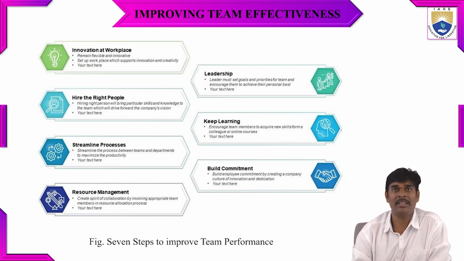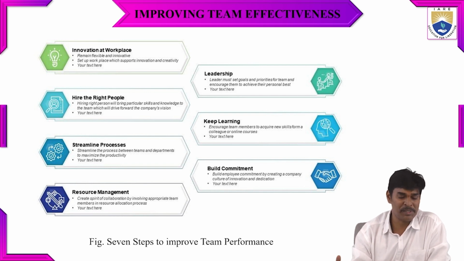Next one is keep learning. The team members, team leaders, as well as the project manager must encourage the team members to acquire new skills from a colleague, from training sessions, or through online courses. Next one is streamline process. Streamline process is nothing but improving the process between the teams and the departments so that it maximizes productivity. Next one is build commitment. Each and every employee must be committed, creating a company culture of innovation and dedication, building commitment to the organization.